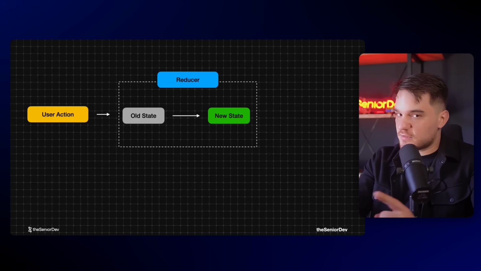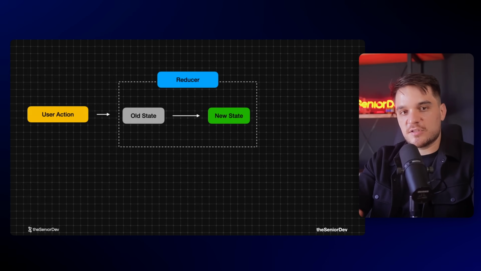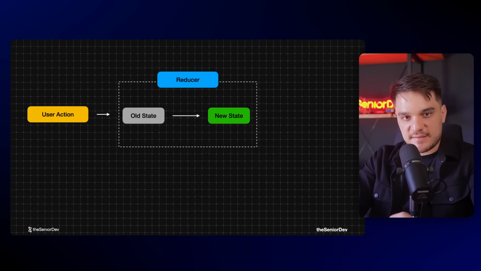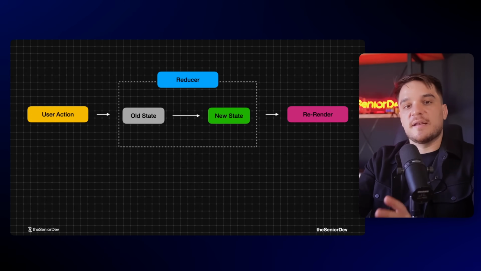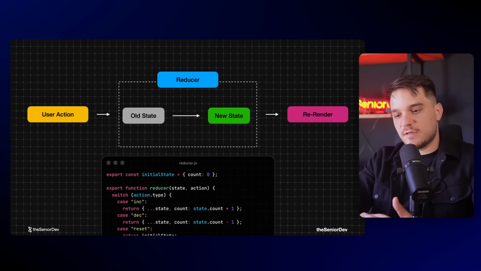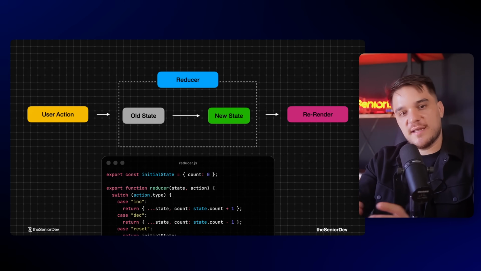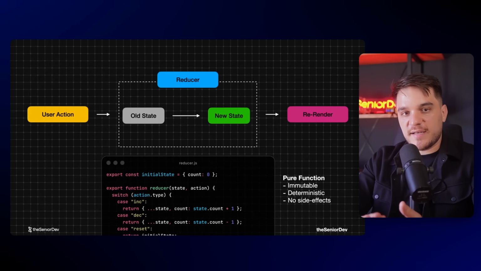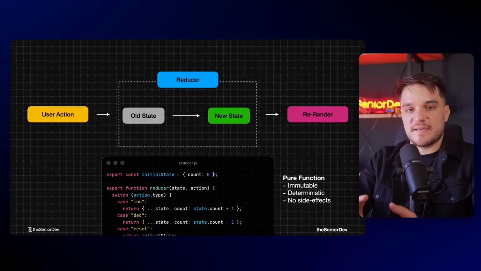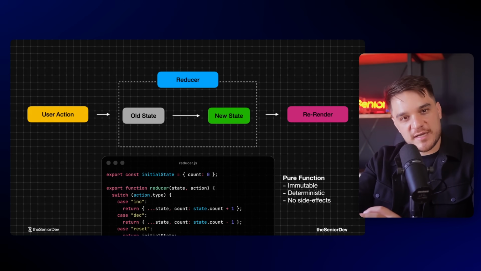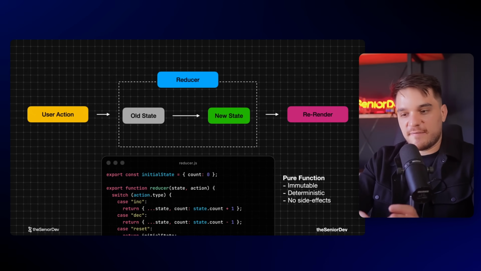So we go from thousands of changes to a single calculation that is deterministic, can be tested, and has no side effects. And finally, we re-render. And so a simple reducer would basically look like this. It's a very simple function that will take a state and an action and create a new version of the state. And keep in mind that the reason why this works is because those functions are pure functions. That means they are immutable, deterministic, they have no side effects, and that's what allows us to have this predictability in the UI at scale.